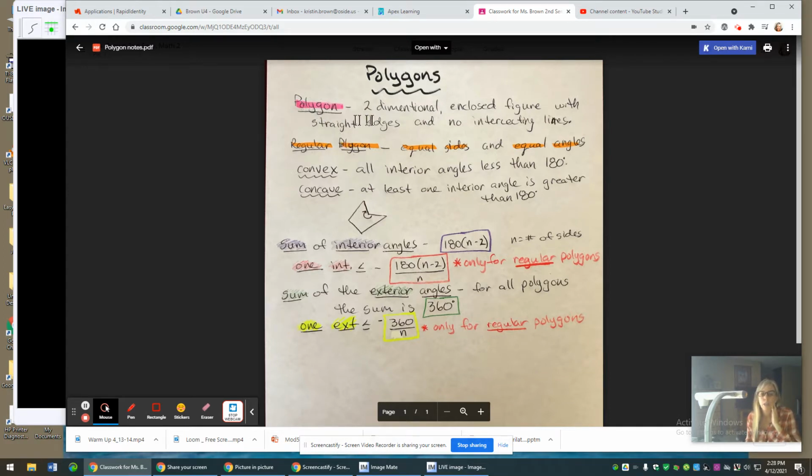A polygon's definition is a two-dimensional enclosed figure with straight edges and no intersecting lines. So a circle is not a polygon because it doesn't have straight edges. It's got to be enclosed. If any part of this little guy here was open, it would not be a polygon, but this is a polygon. There's something called a regular polygon. Regular means it has equal sides and equal angles. All the sides are equal to each other. All the angles are equal. That's going to be really important when we get down to finding one angle inside or outside.